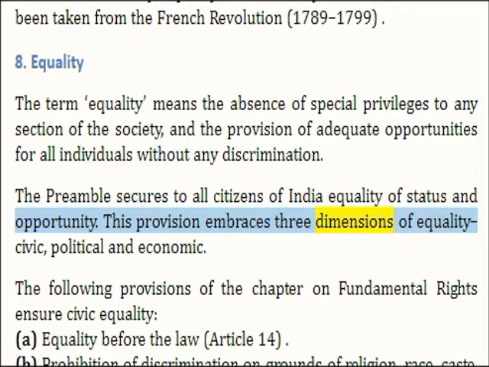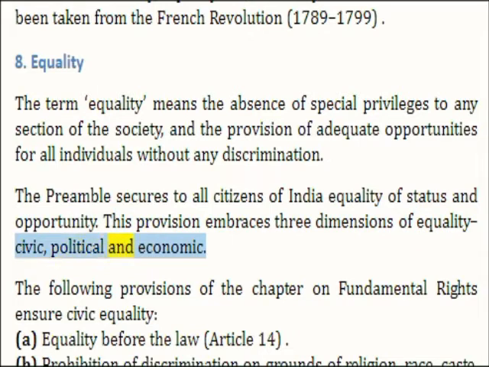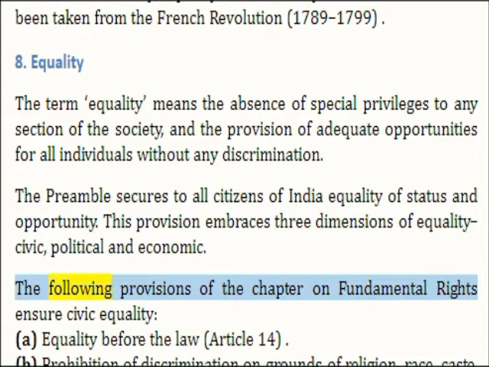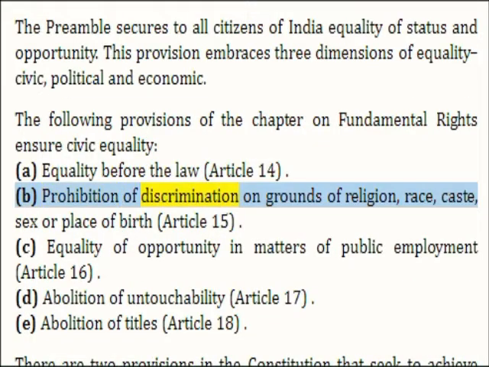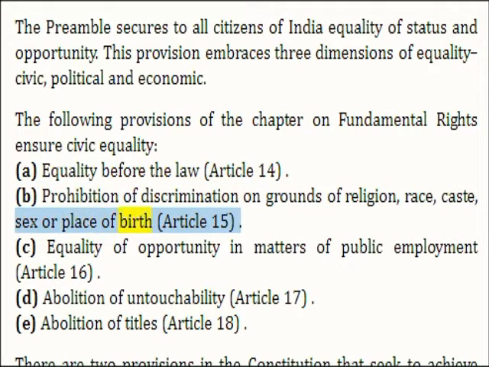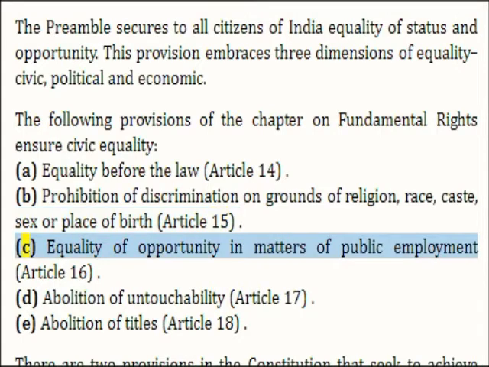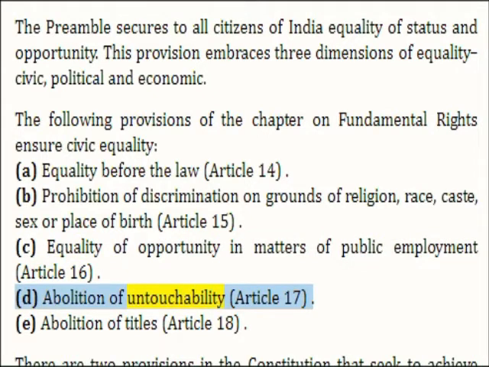This provision embraces three dimensions of equality: civic, political, and economic. The following provisions of the chapter on fundamental rights ensure civic equality. A. Equality before the law, Article 14. B. Prohibition of discrimination on grounds of religion, race, caste, sex or place of birth, Article 15. C. Equality of opportunity in matters of public employment, Article 16. D. Abolition of untouchability, Article 17. E. Abolition of titles, Article 18.